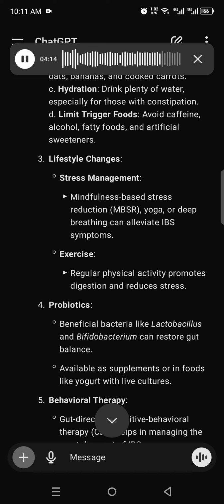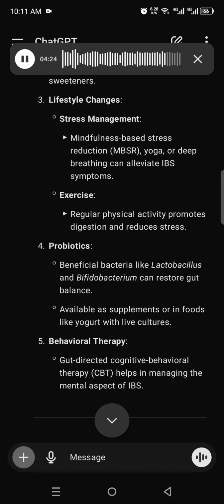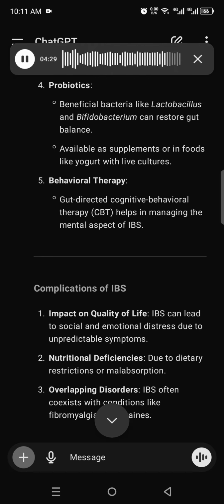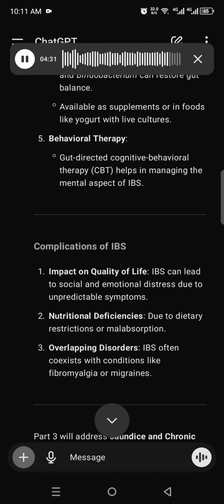4. Probiotics. Beneficial bacteria like lactobacillus and bifidobacterium can restore gut balance. Available as supplements or in foods like yogurt with live cultures. 5. Behavioral therapy. Gut-directed cognitive behavioral therapy, CBT, helps in managing the mental aspect of IBS.